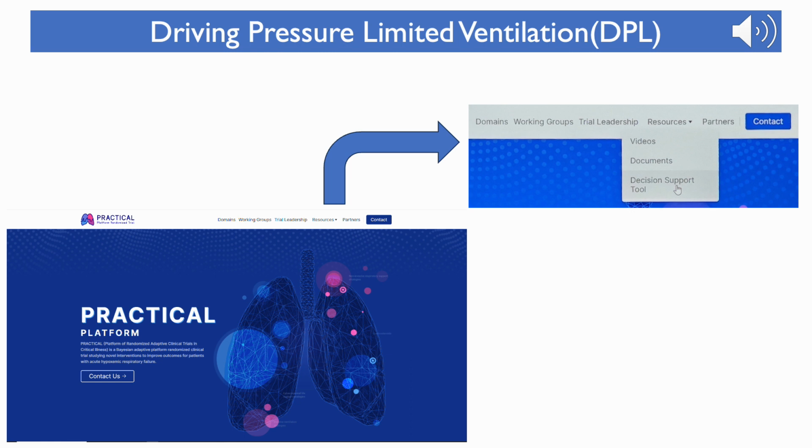The app can be accessed on your mobile device using the QR code on the bedside protocol reference card. To access the app via the platform website, go to www.practicalplatform.org, click on the Resource tab, and then subsequently select the Decision Support tool.